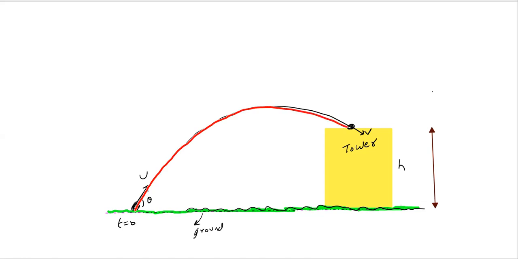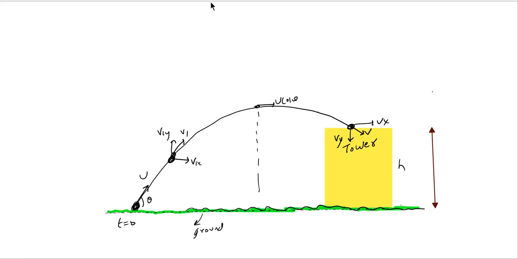Then how do we write all the possible equations? Again, what is the condition? The ball is ascending. This is the highest point. U cos theta will be Vy.